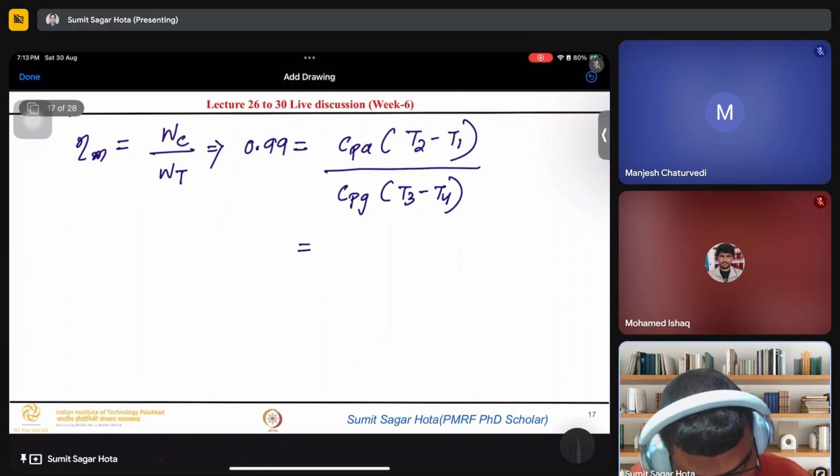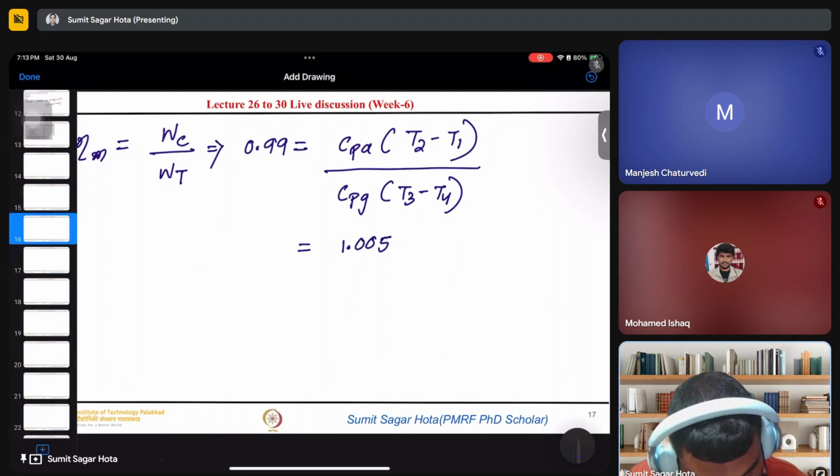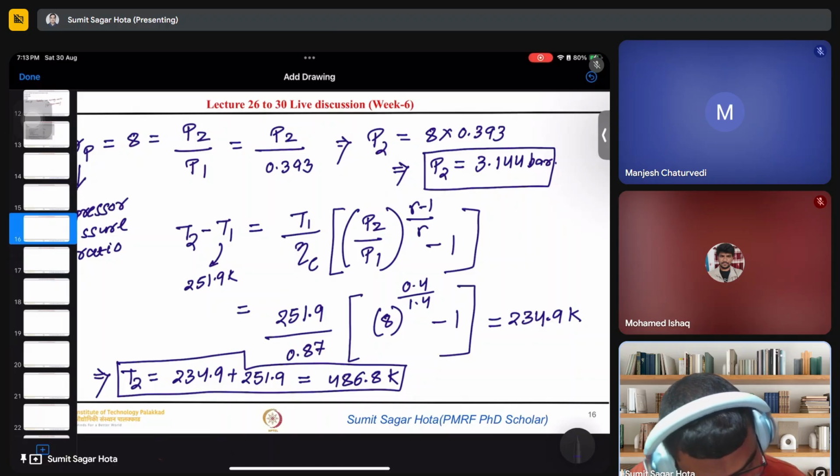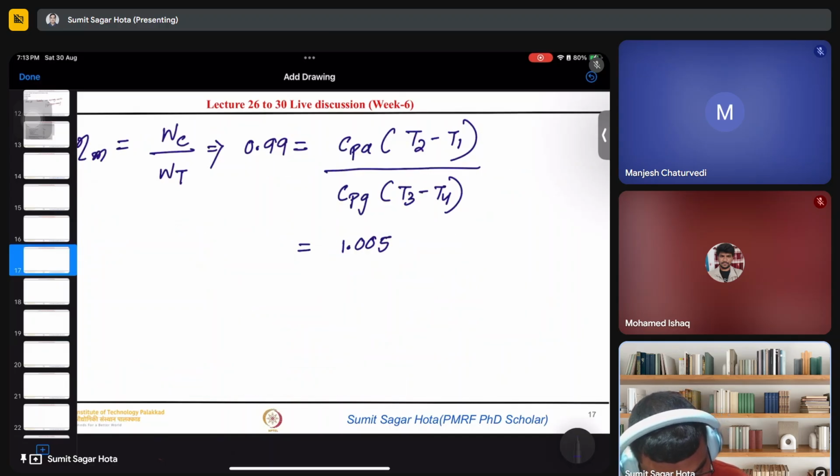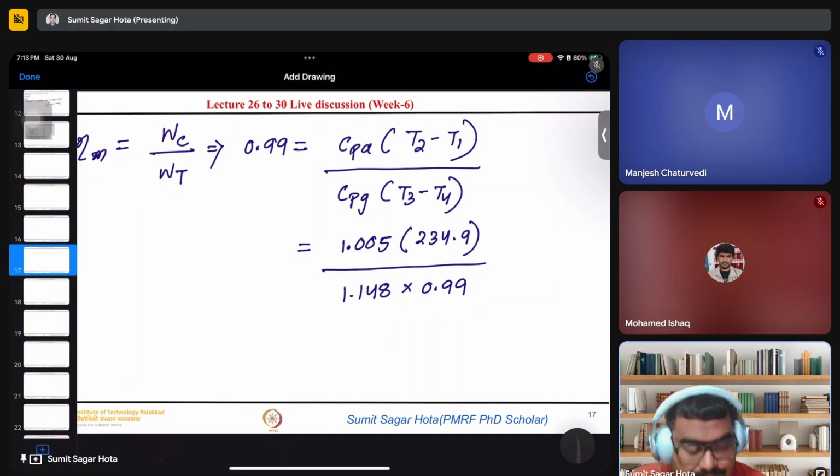So just put these values: 1.005. We know T2 minus T1 we already found from here, which is 234.9 Kelvin. Cp of the gas is 1.148 into 0.99. Sorry.